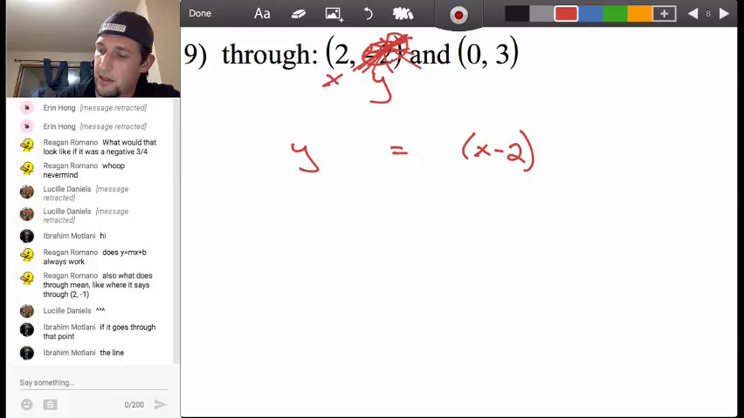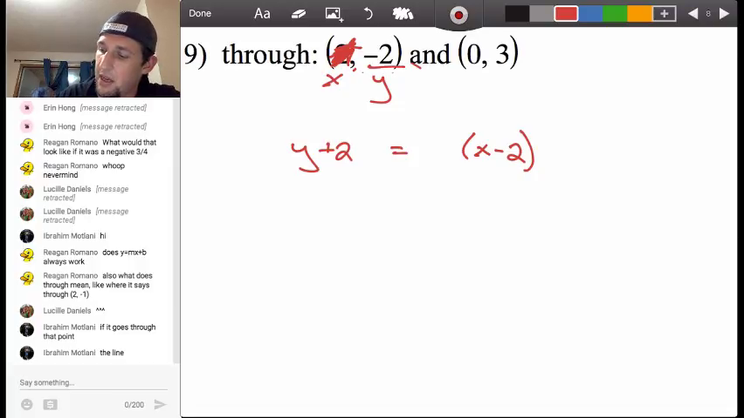Same thing for my y. I'm going to write a plus 2. And again, that is not because of this. It is actually because of the negative 2. And I know that negative 2 plus 2 is 0.